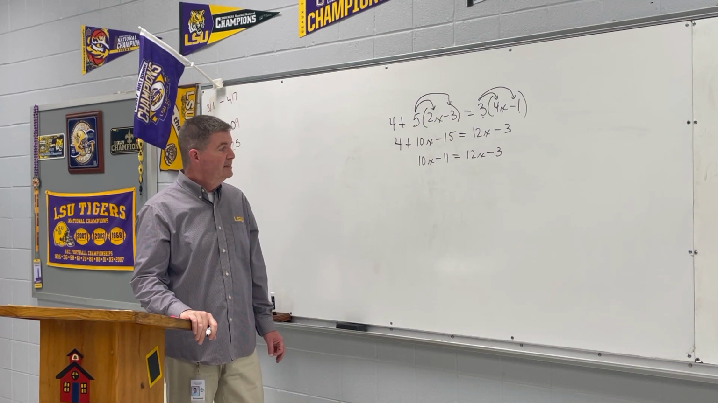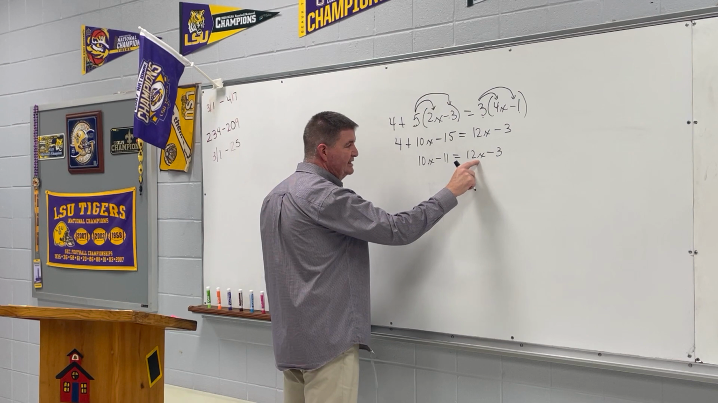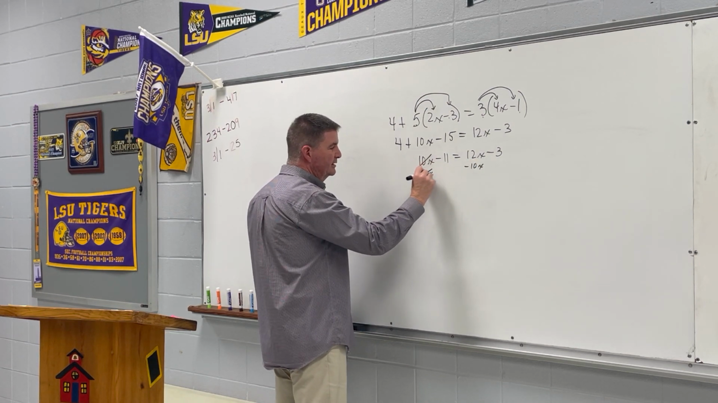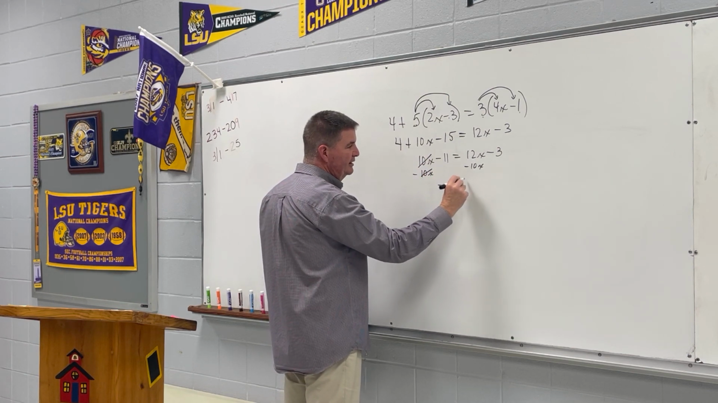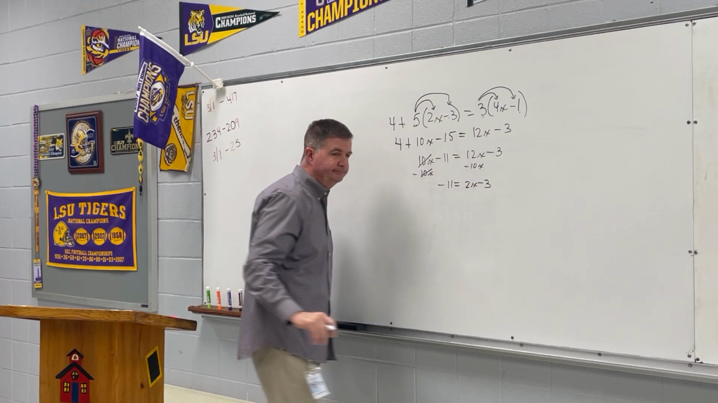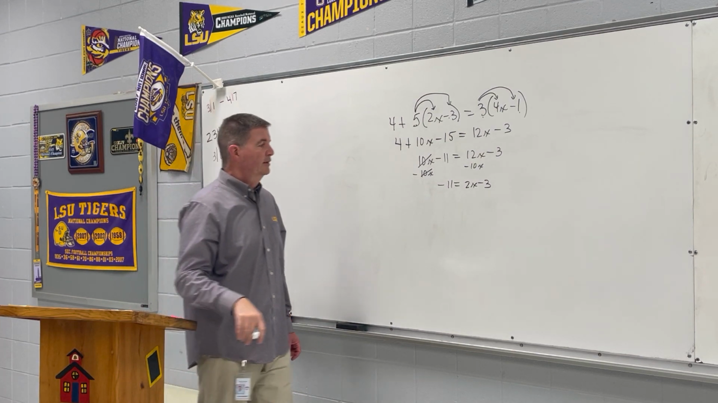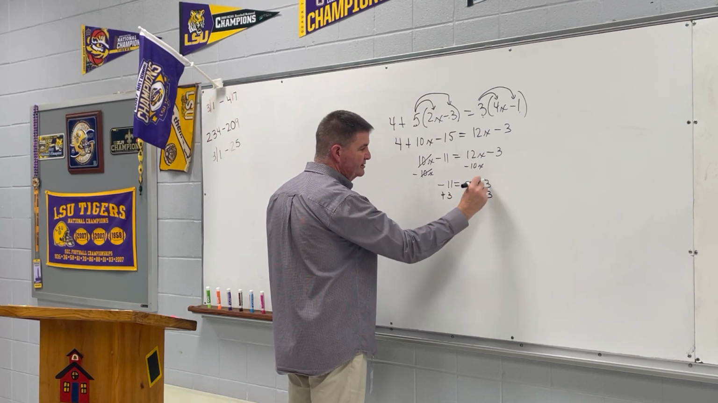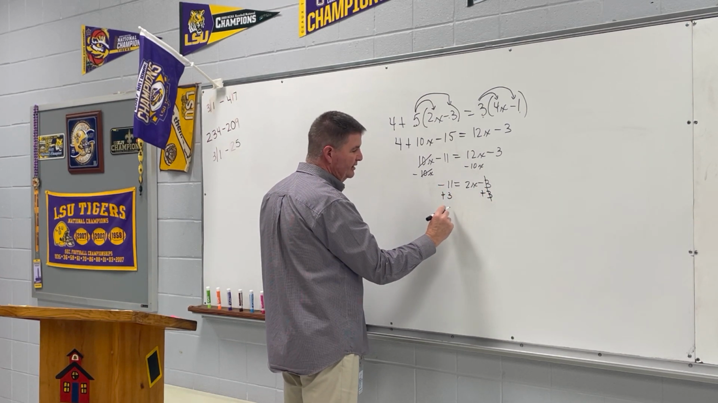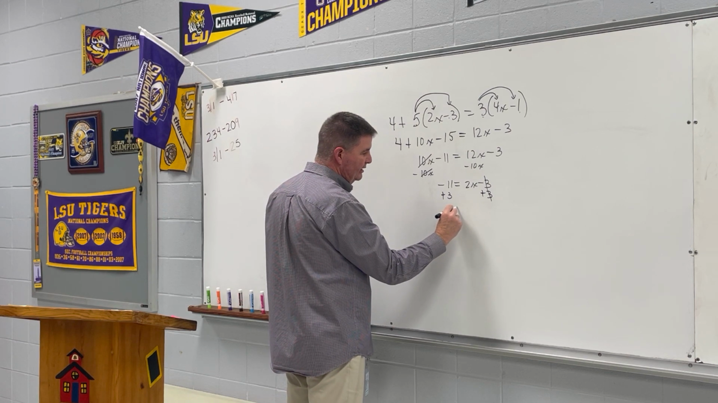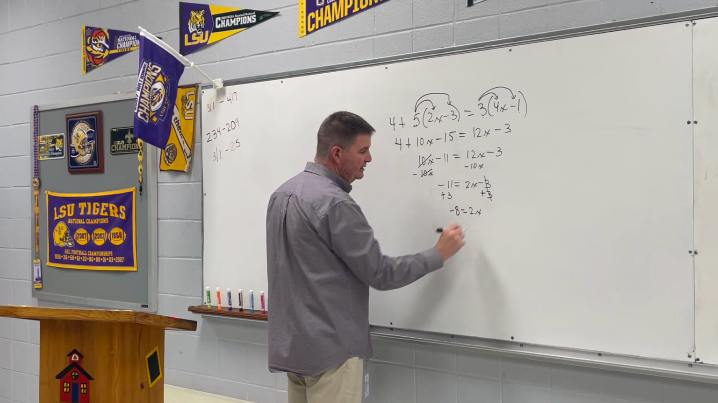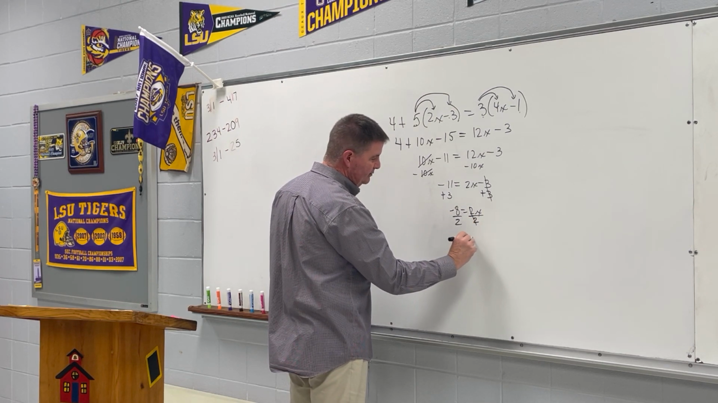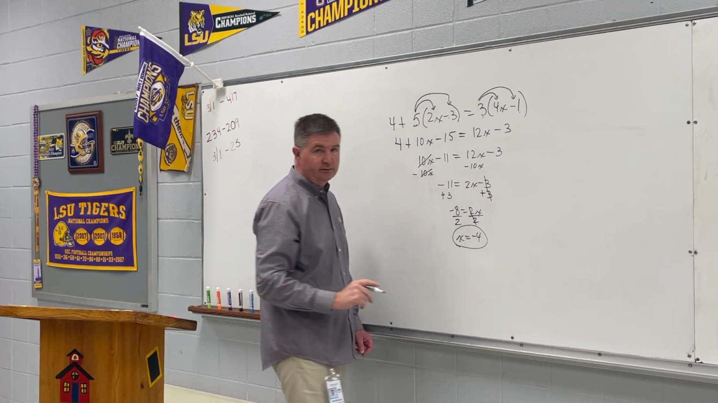Bring the x's to one side, bring the smaller to the larger, so I'm going to bring the 10x to the other side. I'm going to subtract 10x from both sides, canceling them out, giving me negative 11 equals 2x minus 3. Both things need to go to the left, so I'm going to add 3 to both sides, canceling that out. Negative 11 plus 3 gives me what? Negative 8 equals 2x. Divide by 2, and x equals negative 4. X equals negative 4.